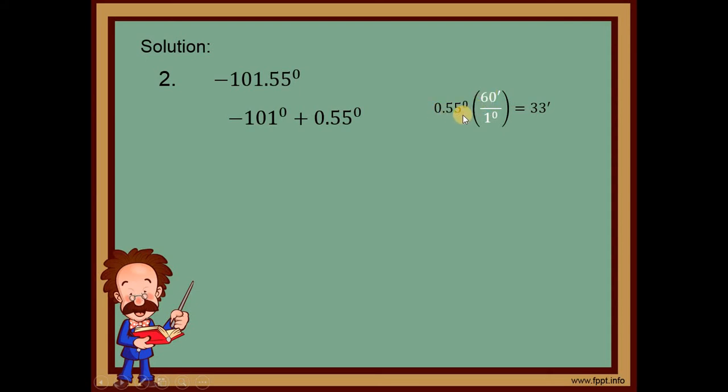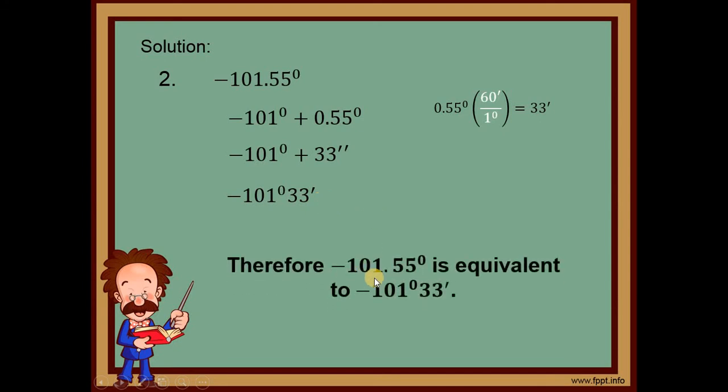So, we have 0.55 times 60 minutes and the answer is 33 minutes. Na wala na siyang decimal, ibig sabihin wala tayong second na part. So, ibig sabihin, mag-stop na tayo dyan and i-rewrite na natin as negative 101 degrees and 33 minutes. So, therefore, negative 101.55 degrees is equivalent to negative 101 degrees and 33 minutes. And we're done.